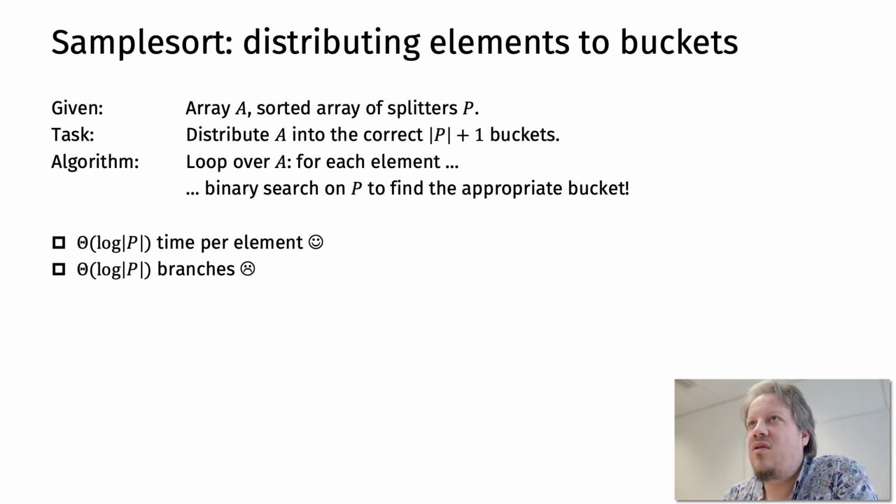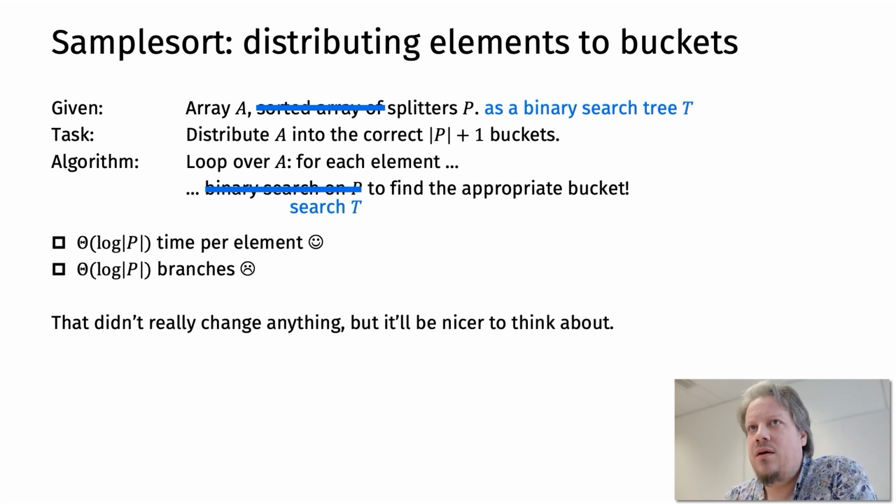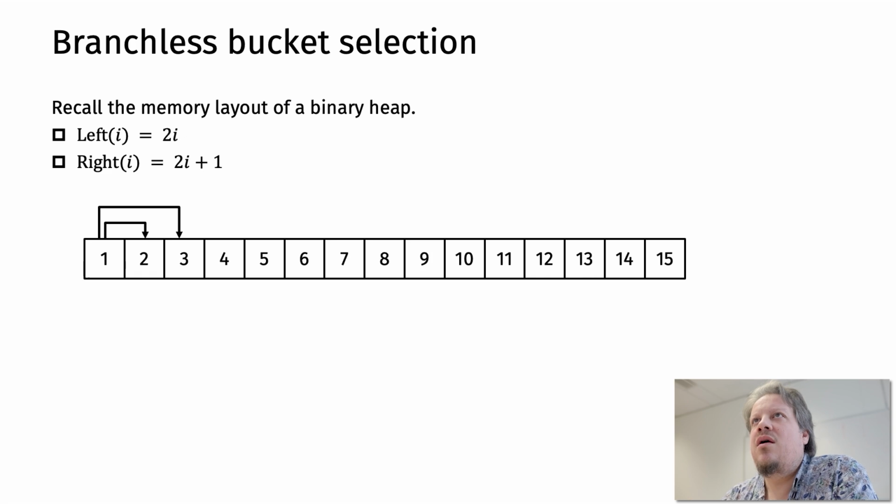In order to set us up to do that, I'm going to make a small change that doesn't do anything, which is I'm going to say it's not a sorted array. I'm going to say it's a binary search tree. And rather than binary searching on the sorted list, we're going to search the binary search tree. That doesn't really change anything, but it'll be nicer to think about because how are we going to store this tree? And our goal is going to be branchless bucket selection.